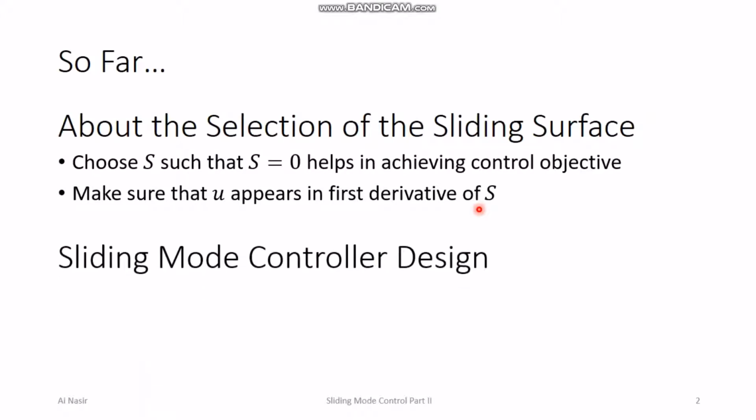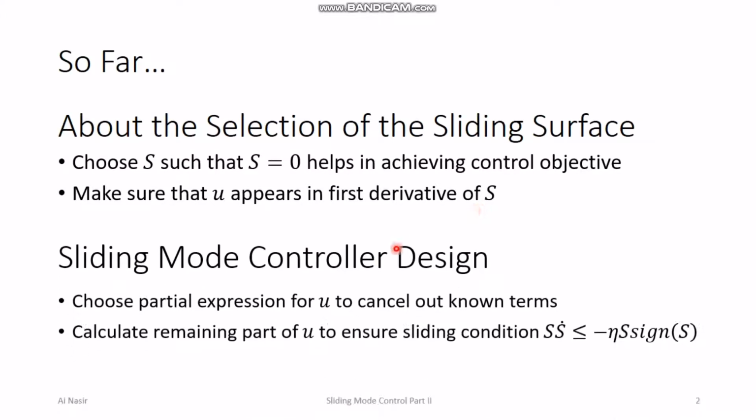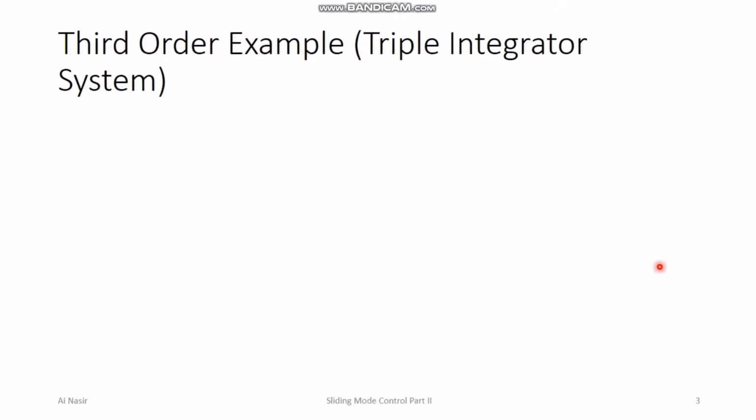Then we also looked at the controller design part, that first you choose the partial expression for u to cancel out some known terms, and then you calculate the remaining part of u to ensure the sliding condition. Alright, so today we are going to look at a couple of more examples to get more insights into sliding mode control. First of all, we are going to look at a third order example, which is a triple integrator system.